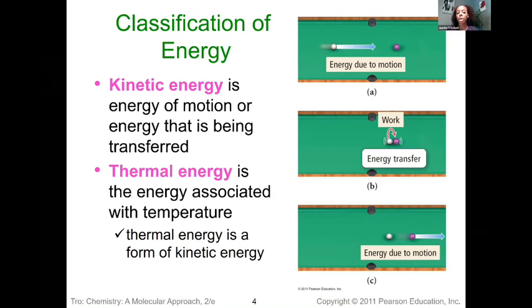Remember, thermal energy is a form of kinetic energy because it's constantly in motion, going from areas of high temperature to low temperature. You can see on this diagram here that the energy associated with that cue ball is being transferred in the form of work to the purple ball and putting that purple ball in motion. Again, this is an example of kinetic energy.